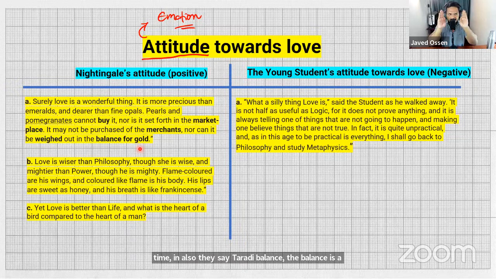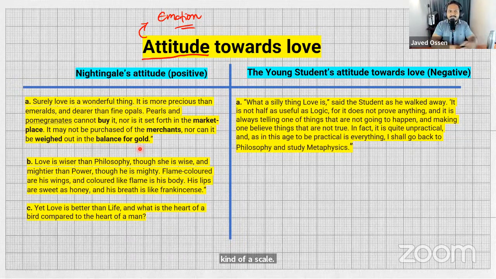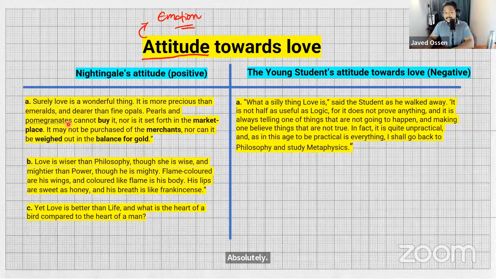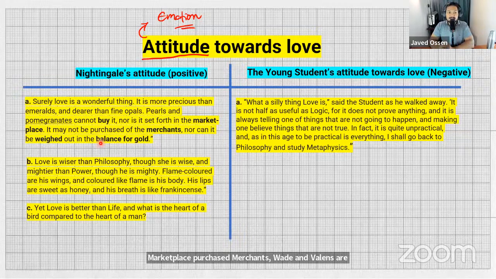So what does the nightingale tell you here? Can you buy love or can't you buy true love? You cannot buy true love. If you want, you can buy anything nowadays, but you can't buy true love, right? Absolutely. These words, for example, buy, marketplace, purchased, merchants, weighed, and balance are words that talk about buying. However, the nightingale says that you can't buy love.